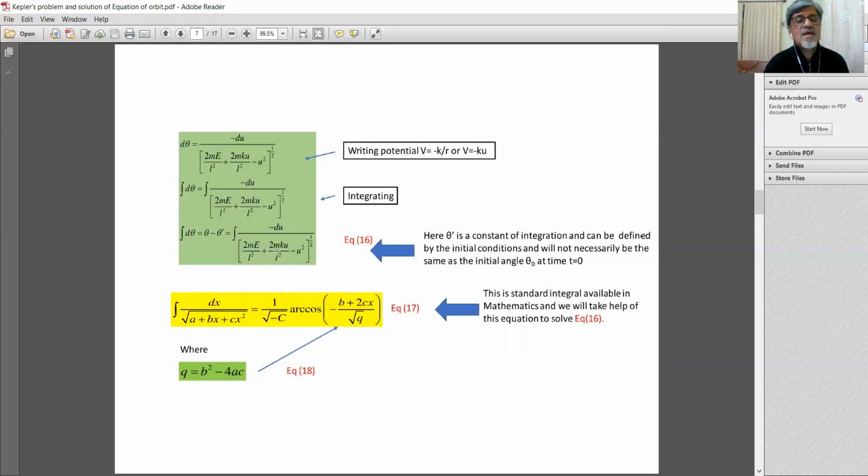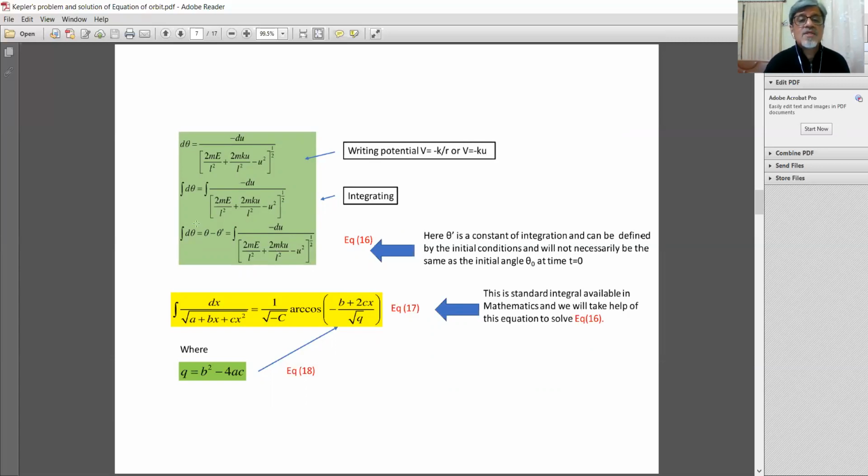Now on the left hand side, if you solve the integration, it becomes theta minus theta prime, because we are putting the limits, and the right hand side integration remains as it is. Here theta prime is a constant of integration and can be defined by the initial conditions, and will not necessarily be the same as the initial angle theta 0 at time t equal to 0.